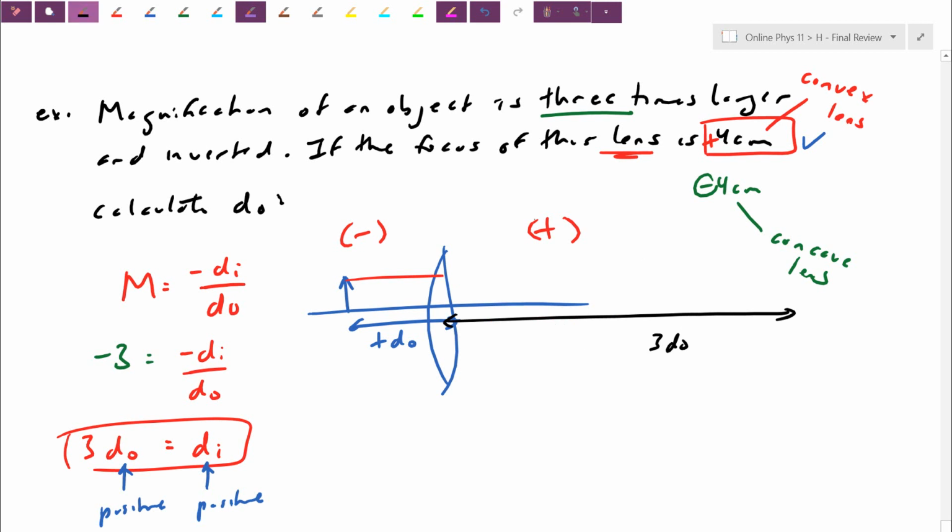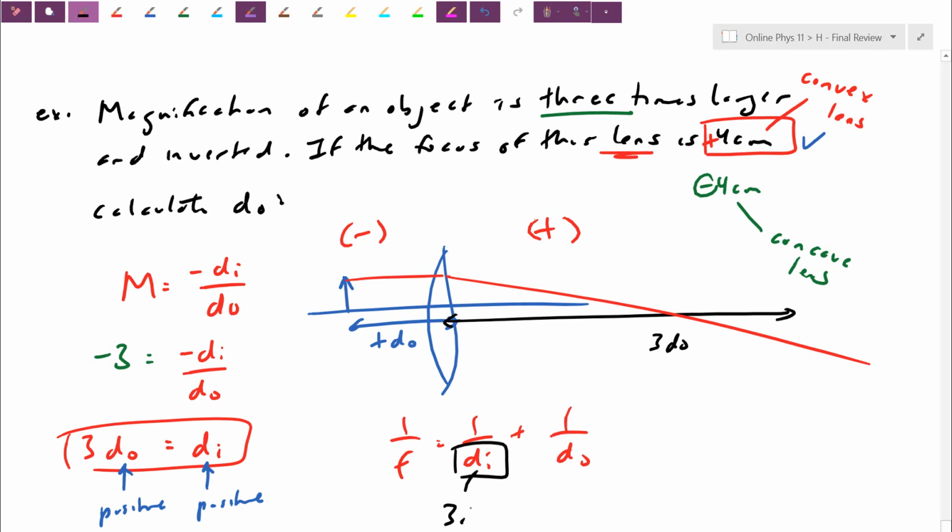With that, you can punch your way through using the other formula: 1 over F is equal to 1 over di plus 1 over do. You can try substituting. Instead of this di here, I'm going to sub in 3 D naught. The F, we now know it's a convex lens, so this has to be 4 centimeters. See if you can work your way through and find what D naught is.